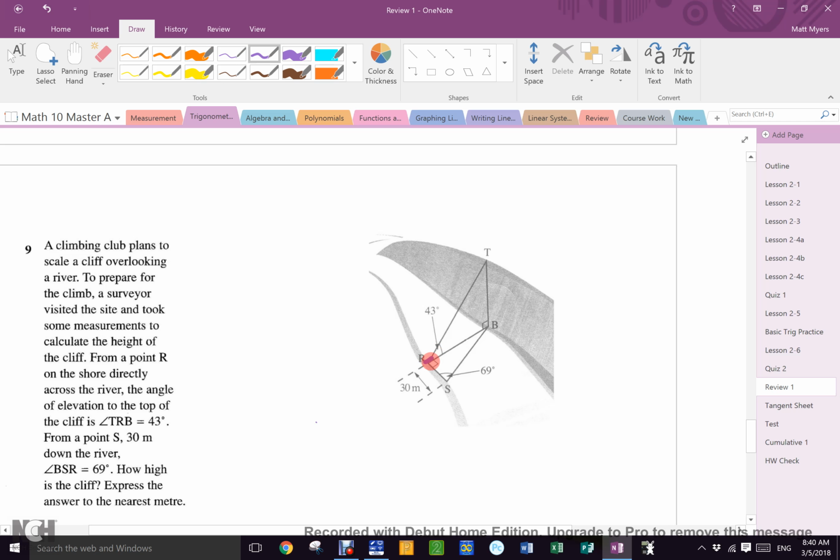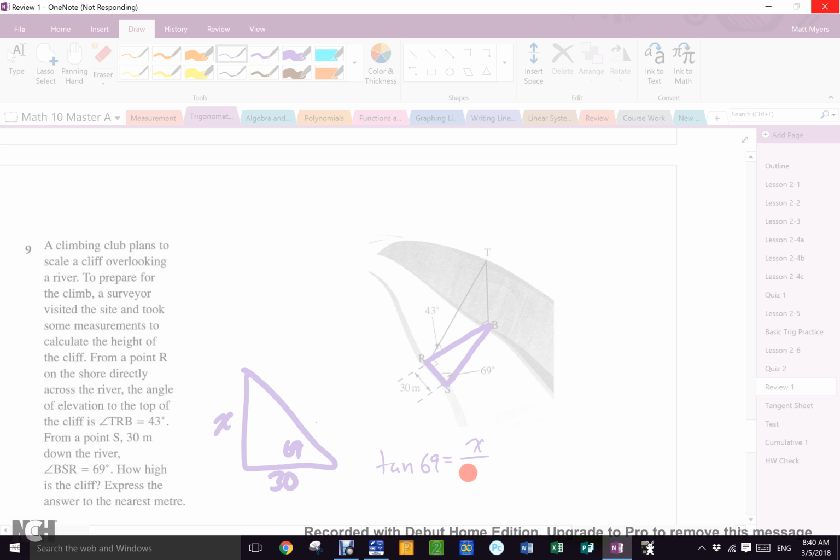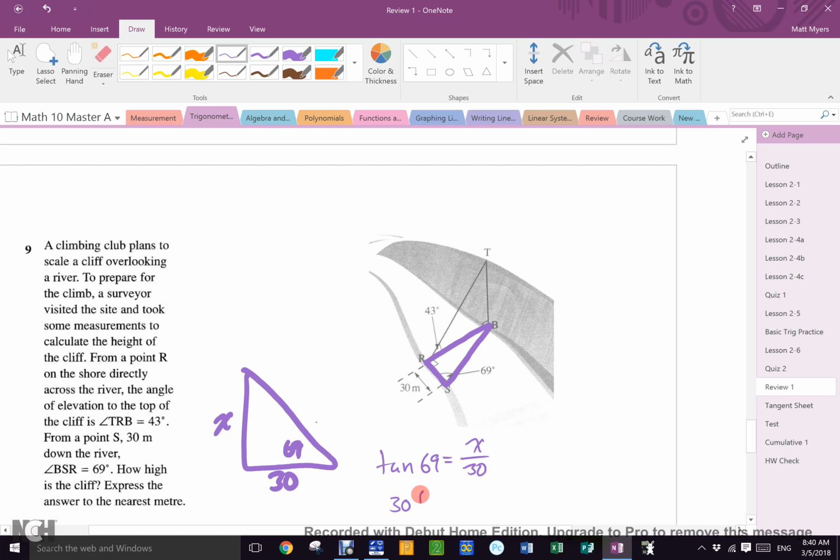So I had the purple triangle. Everybody is cool that it's 69, 30, and I need this side, yes? Everyone agrees? That's opposite over adjacent, yes? So I have tan 69 equals opposite x over 30. So this side is 30. 30 tan 69, which gets me 78.15. Is everybody okay to there?